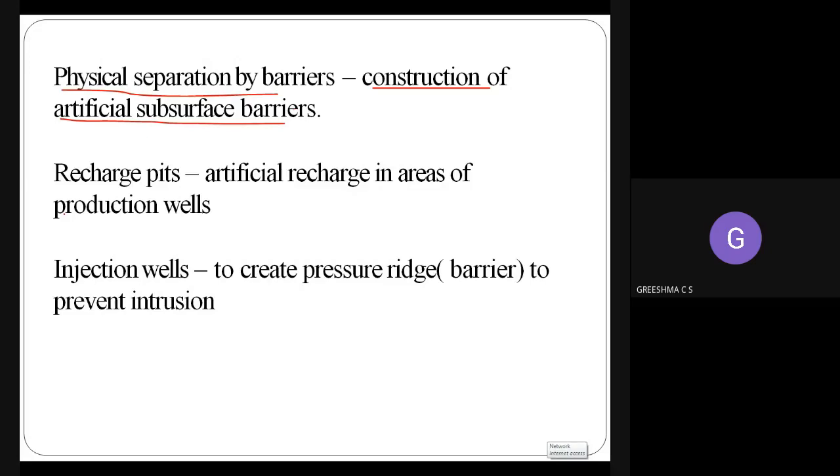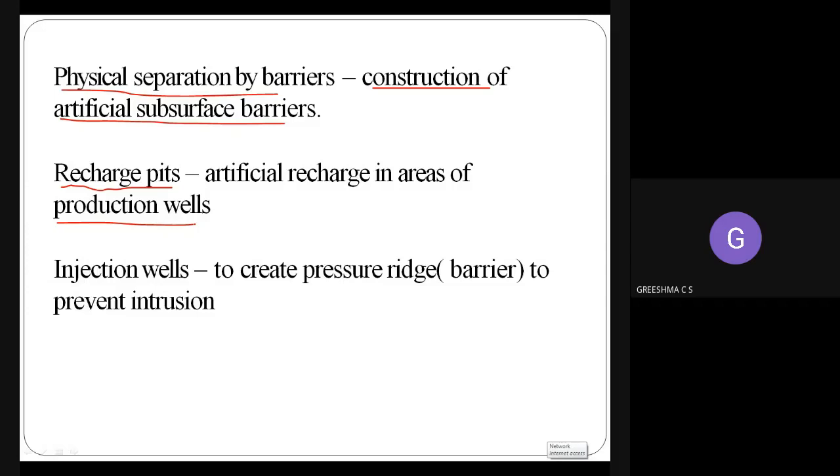Next one is you can go for the recharge pits. Okay, so artificial recharge in the areas of production wells. You can create artificial recharge for the wells. That is വെള്ളം കെട്ടി നിർത്തുക. That's it. Artificial recharge എന്ന് വെച്ചാൽ you can go for the ponding. You can construct big ponds and you can അവിടെ വെള്ളം കെട്ടി നിർത്തുക. Ponds ഒക്കെ പോലെ വെള്ളം കെട്ടി നിർത്തുക. So what will happen? That water will infiltrate down and it will recharge the wells.